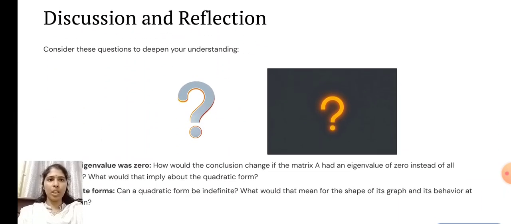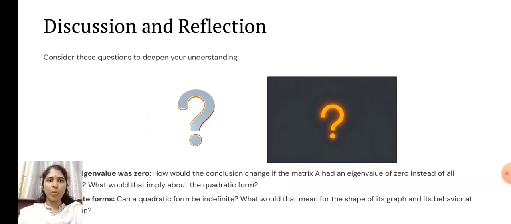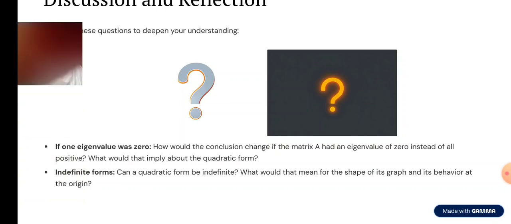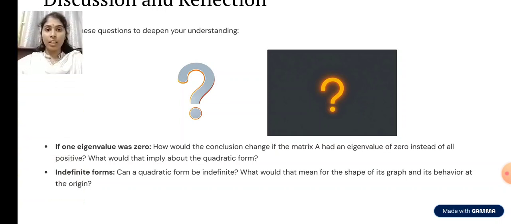Next is discussion and reflection. Consider these questions to deepen your understanding. If one eigenvalue was 0, as we have seen already, it will be called positive semi-definite. Indefinite forms will have both positive and negative values. So if we have one eigenvalue 0, we have to see how the graph will be reflected, and even for the indefinite case also.